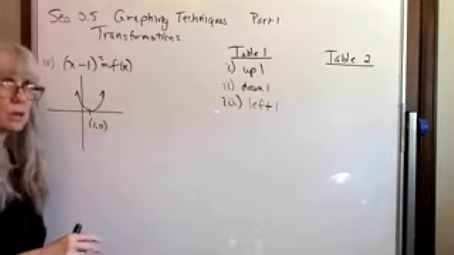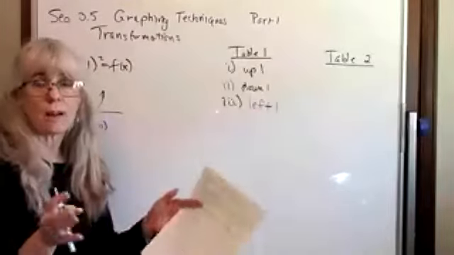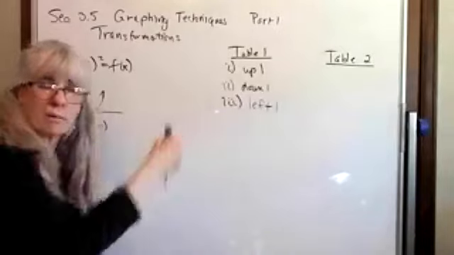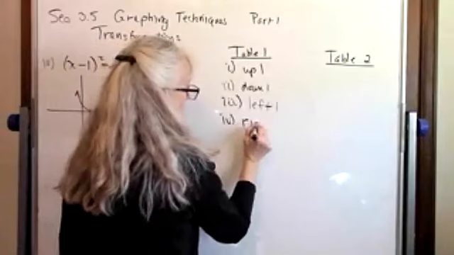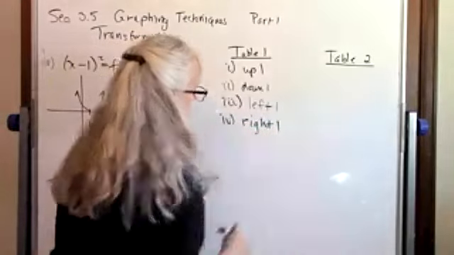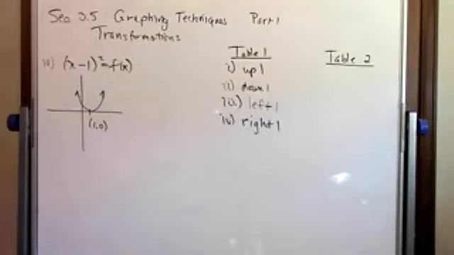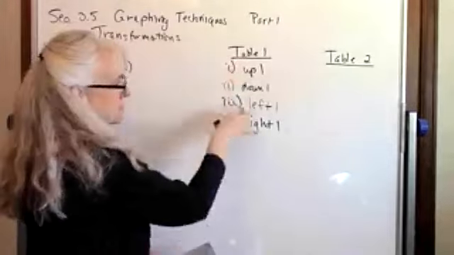Now we're not changing the overall shape of the graph, the width of the graph, or anything. All we're doing is taking that anchor point and moving it. So in this case, we're going to go right 1. Okay, let's stop and draw some conclusions from those guys.